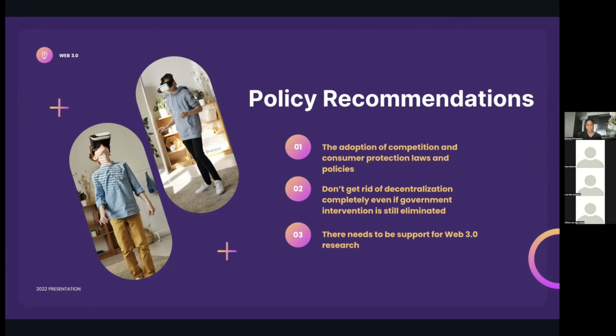The third option is that there needs to be more support for Web 3.0 research. While Web 3.0 is still a fairly new concept and there is not much on its literature, it's hard to determine its implementation or regulation. It's hard to determine what are the right routes to support it coming to fruition. It is important to keep up with research as it grows and to put findings into action.